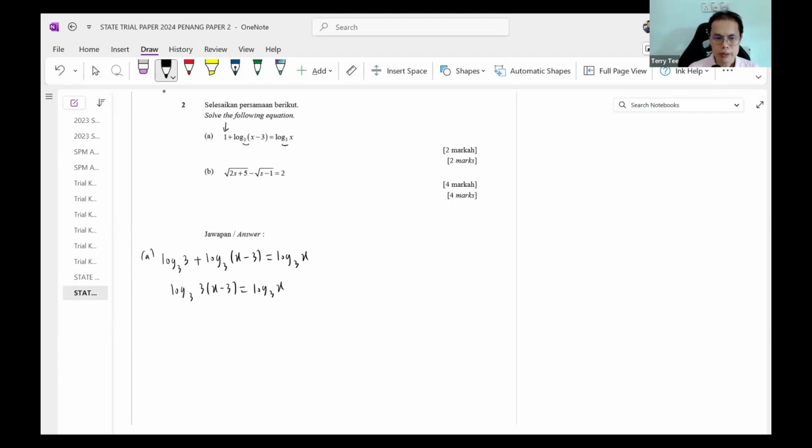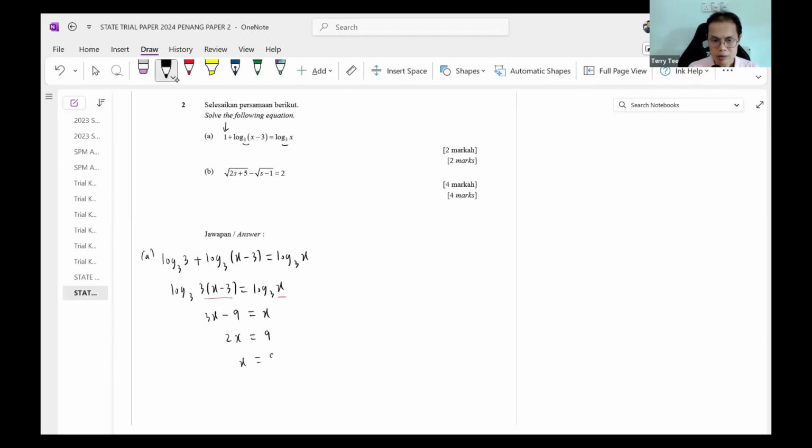Okay, so when you compare, we compare this with this. Your 3, you can multiply inside: 3x minus 9 equals x. Bring it over: 3x minus x is 2x. 9 is negative, bring it to the right hand side and it is positive.